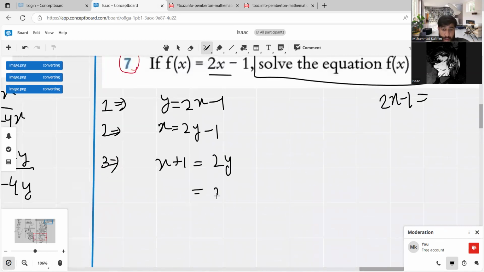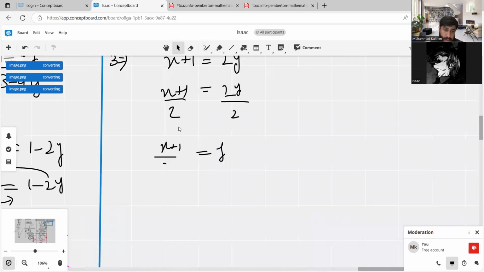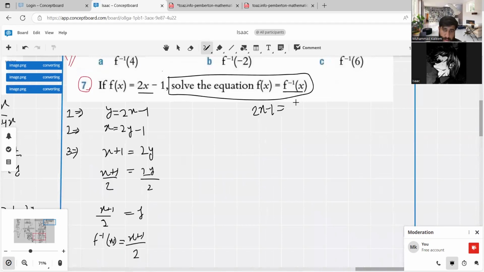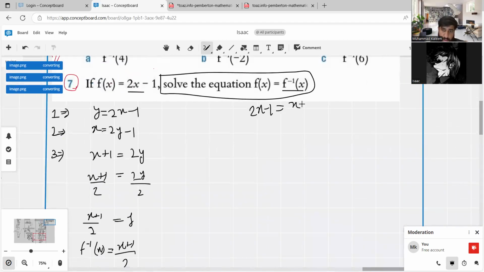Then we will take 2 to the other side, or we can move it. We just have to divide. So y will be equal to x plus 1 over 2. This is our f inverse of x.